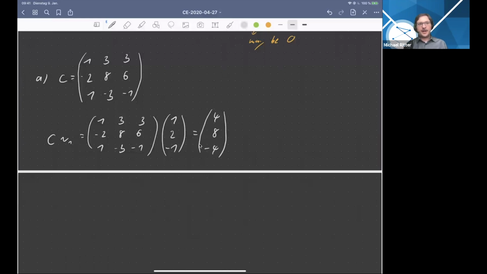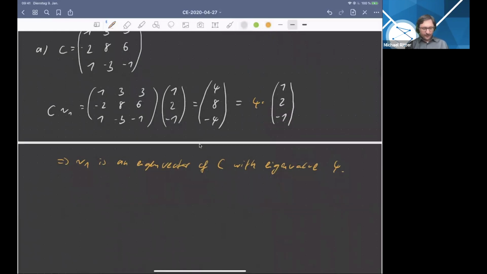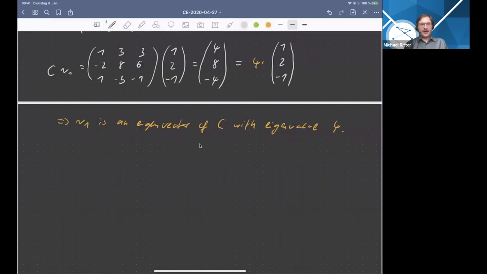Another question is, is this a multiple of the vector that we put in? So is this actually some lambda times 1, 2, minus 1? And if you look at that closely, it's easy to see that this is actually just 4 times this vector here. So V1 is actually an eigenvector of C, and the corresponding eigenvalue is 4. Okay, so that's how you solve this kind of question here.